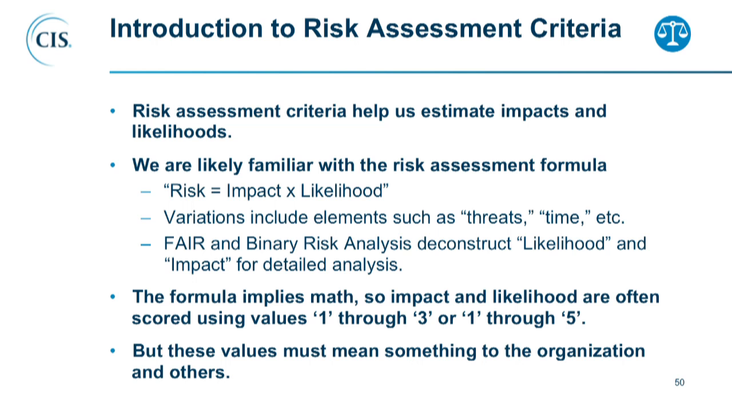Let's move ahead. So what we mean by risk assessment criteria, we've seen the math, right? You can have a number come from 2 different numbers when you multiply them together. That's great. We see variations like time and threats going into risk equals impact times likelihood. We've seen more complex breakdowns of risk calculations looking at FAIR and business risk analysis. The formula implies math, so we want to use numbers, but we also want to be sure that those numbers mean something.